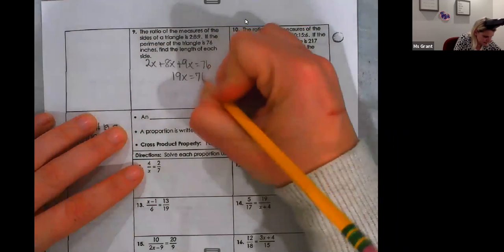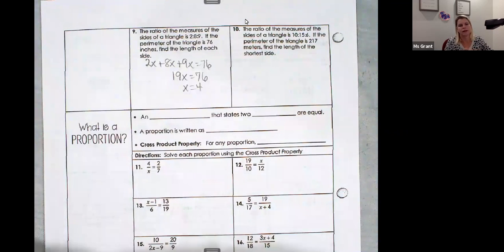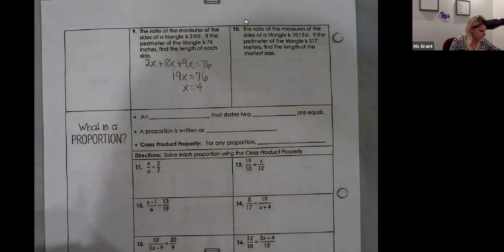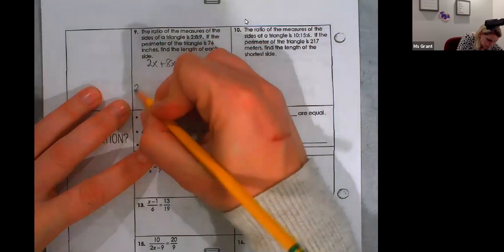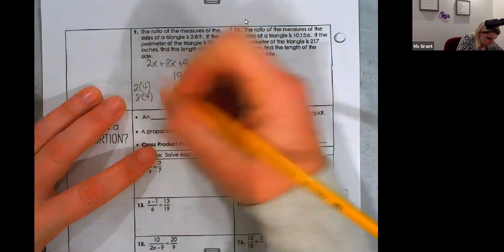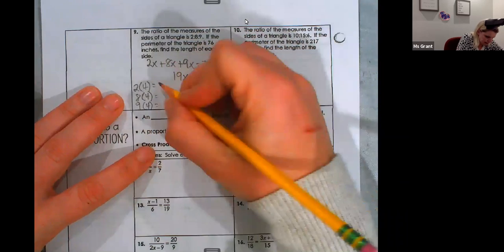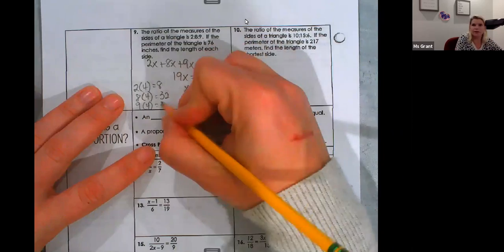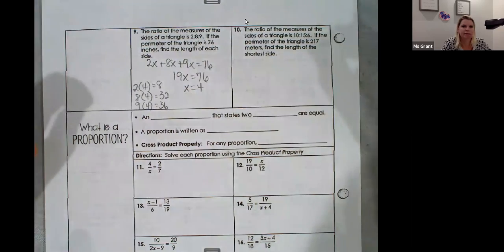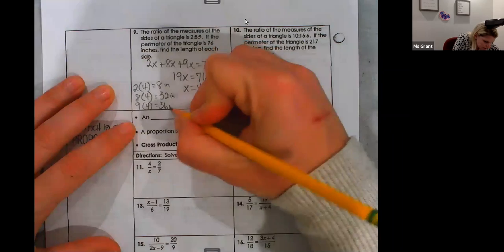19x equals 76. X equals 4. 2 times 4, 8 times 4, 9 times 4. 8 and 32 and 36. These are the sides, the lengths, in inches. I'm writing the unit of measure. You always want to write the unit of measure.